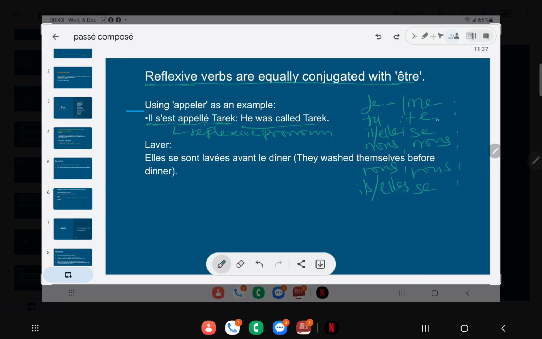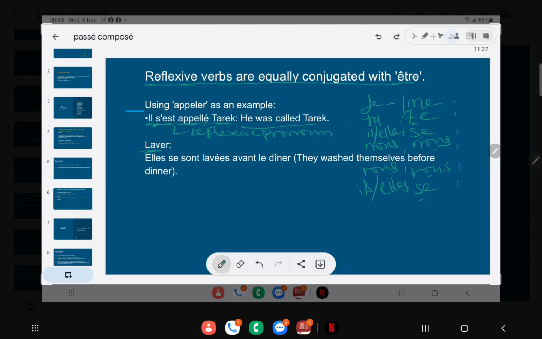Verbs that employ these pronouns on the right, that is me, te, se, nous, vous, are considered reflexive pronouns. Once you have to use these reflexive pronouns in a sentence and you're trying to talk about past events, then you're going to use the verb être to conjugate the relevant verbs. We've talked about s'appeler. Il s'appelait Tarek. He was called Tarek. Appeler, reflexive verb, as you can see here. So se has to come before the être being conjugated.